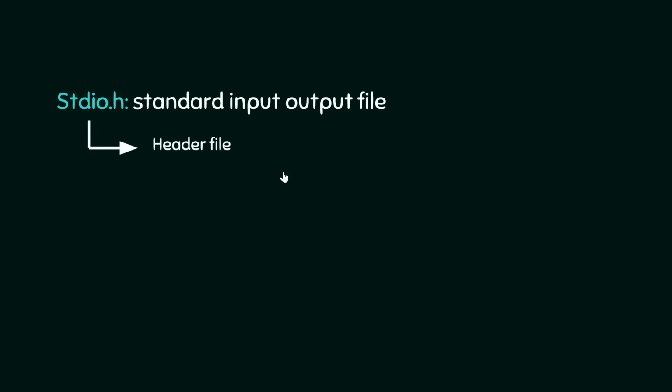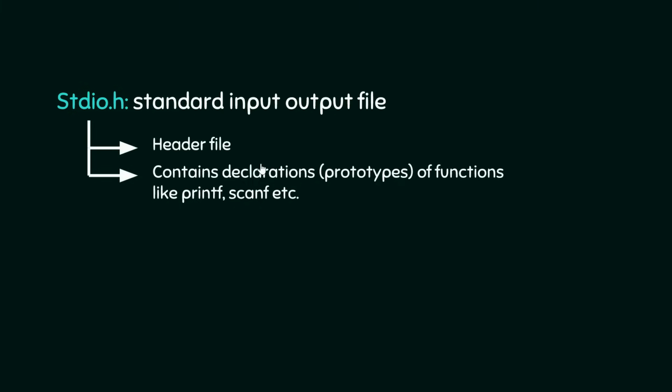Header files usually consist of prototypes, or you can say declarations, of the functions that we need. For example, stdio.h consists of declarations of functions like printf and scanf. The printf function is used to print the contents inside its parentheses, and scanf is used to take user input at runtime. Including the header file is important, as you need to tell which functions you are going to use in your program.